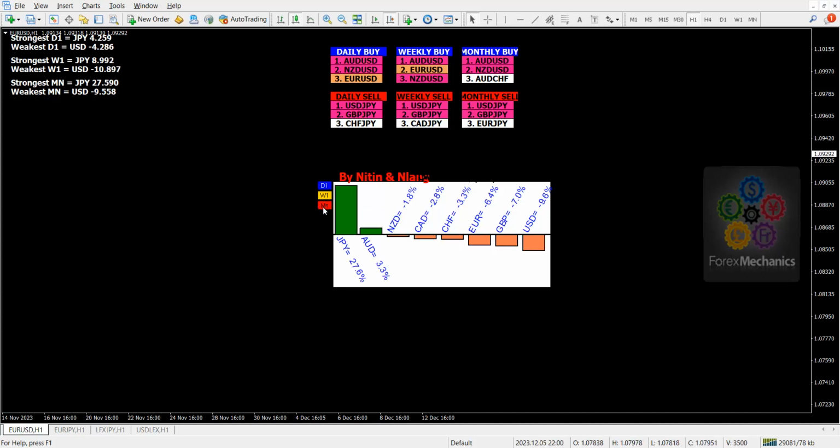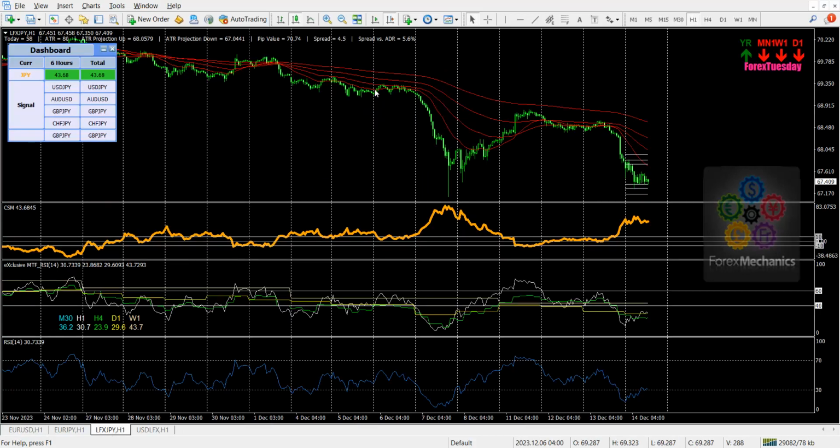And here, if you look at the monthly time frame, you can clearly see that this month has been a very clear month for yen. And you can also see on the H1 chart that there has been a very clear downtrend on the yen. And hence, we are looking at shorting the yen pairs.